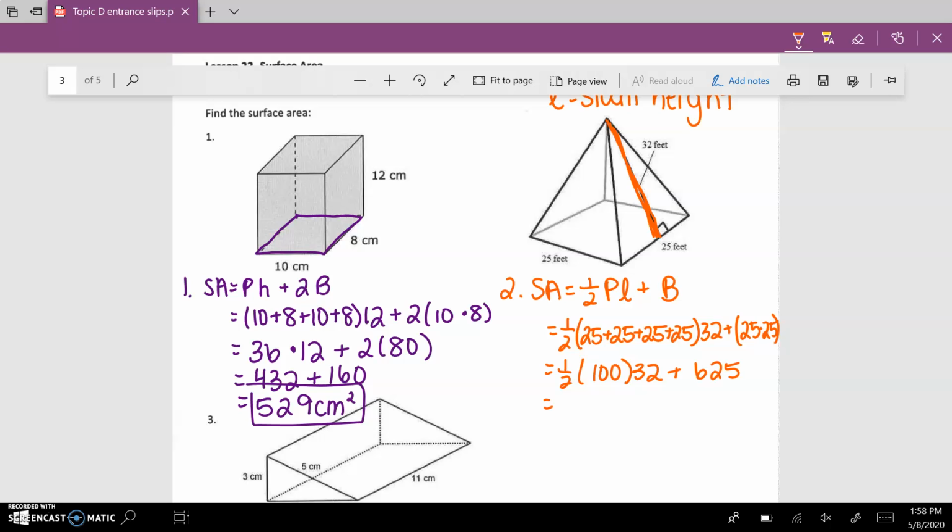So I'm going to go ahead and do the 1/2 times 100 because why not? So I got 50 times 32 plus 625. 50 times 32 is 1600 plus the 625. So in the end here, I would get 2,225 square feet.